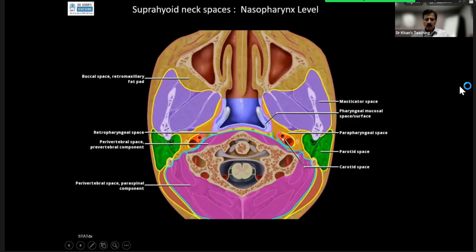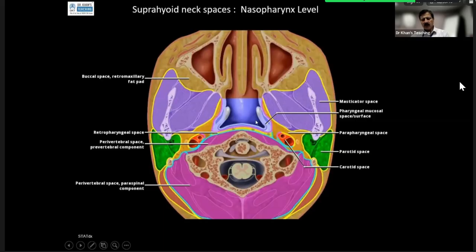Now, posterior to the parapharyngeal space here is the carotid space, the carotid artery and the internal jugular vein and the vagus nerve, etc. Now, here is the parotid space. And posterior to this, the one which is shown in this yellow color, this is the retropharyngeal space. And posterior to that, this space is the perivertebral space, and this is the prevertebral component of the perivertebral space.